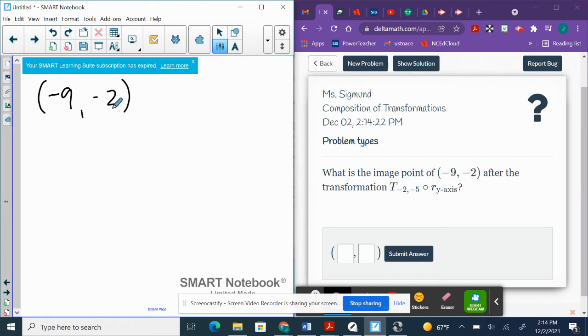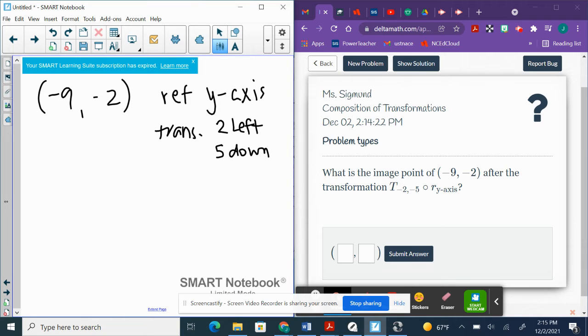So this is a translation of 2 to the left and then 5 down, because the first is x, second is y, and then a reflection over the y-axis. So first we're going to reflect over the y-axis because it was the second one listed, and then we're going to translate 2 to the left because that's our x place, and negative means it would move it to the left, and then 5 down because that's our y. y controls up and down, and x controls left and right.